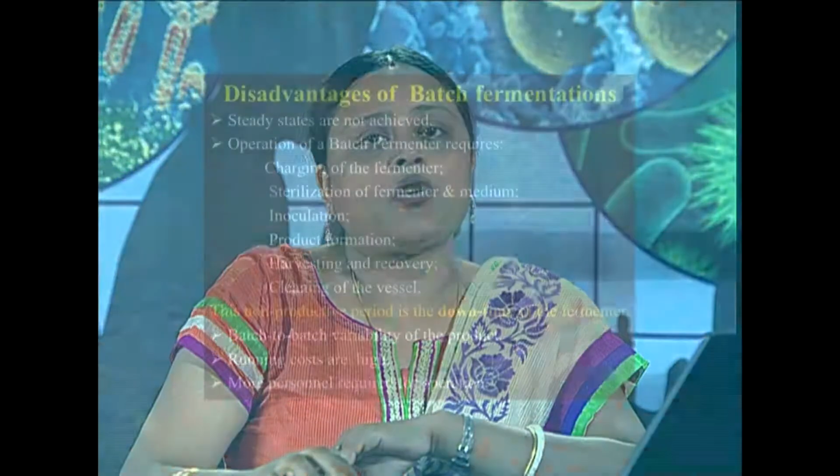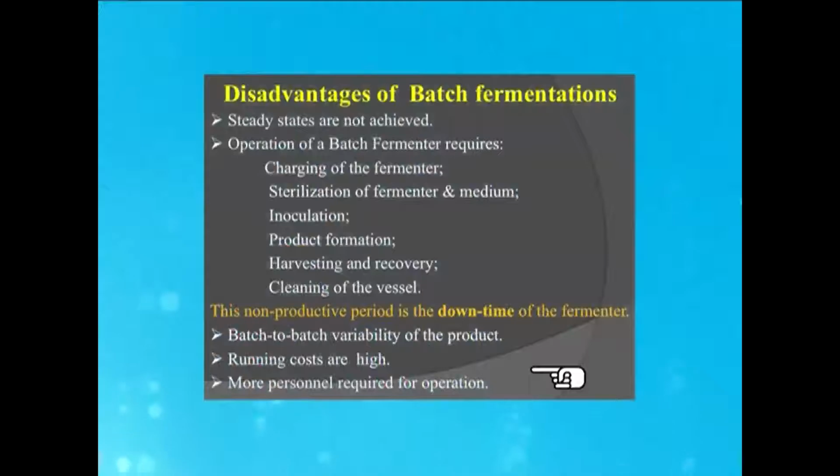This can be explained well if we compare a fed batch or a continuous bioreactor with a batch bioreactor, because they are more advantageous since they are constantly performing. Then the other disadvantages of the batch reactor also include batch to batch variability. One batch may have a different product, the other batch may slightly vary, and that gives rise to variability. And running costs are high because more personnel are involved in the operation of a batch fermentation.